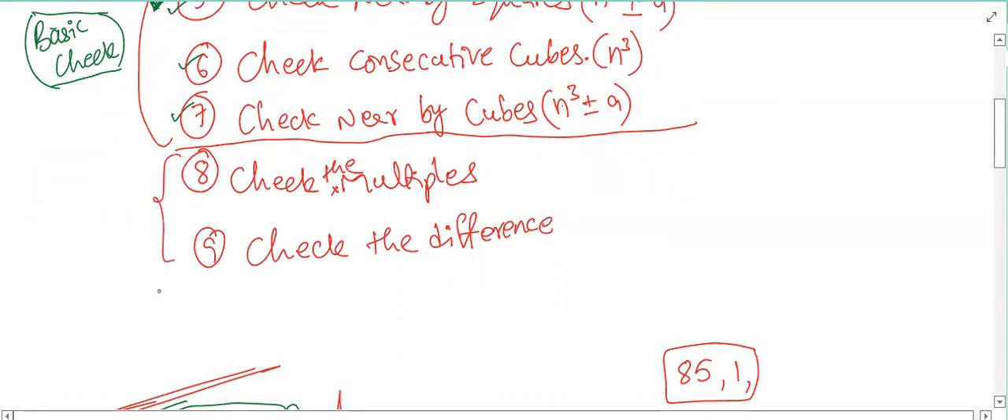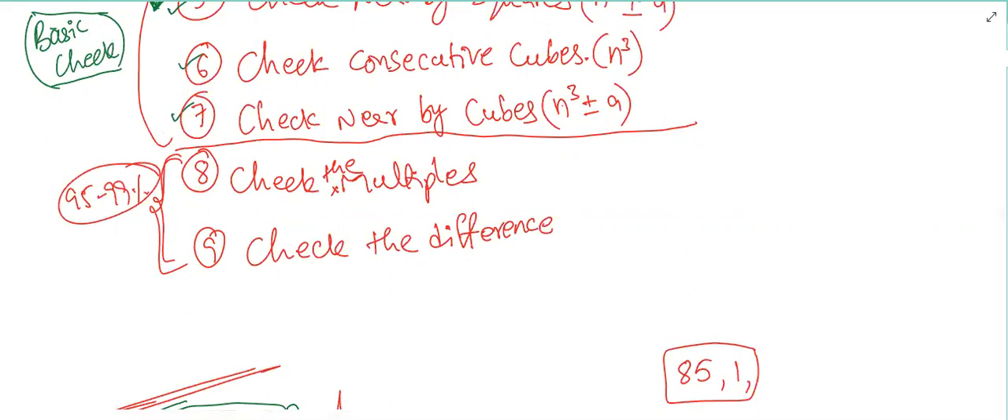And probably in your exams, it may be a competitive exam or any exam, if number series questions are there, 95 to 99% of the cases questions will be from these two models only. Check either multiples or differences.